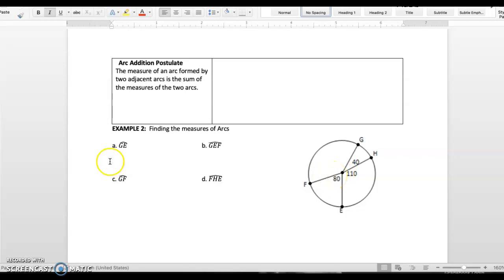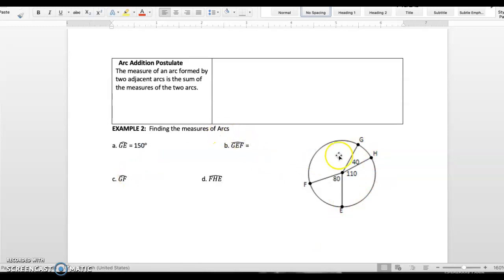So just to focus on what these are asking for, if I want GE, you find G all the way over to E. We are adding central angles together, hence the arc addition postulate. So I'm going from G all the way over to E. So I'm encompassing the central angle of 40 degrees as well as the central angle of 110 degrees. So 40 plus 110 is 150 degrees. So that means that all the way from G to E is 150 degrees.